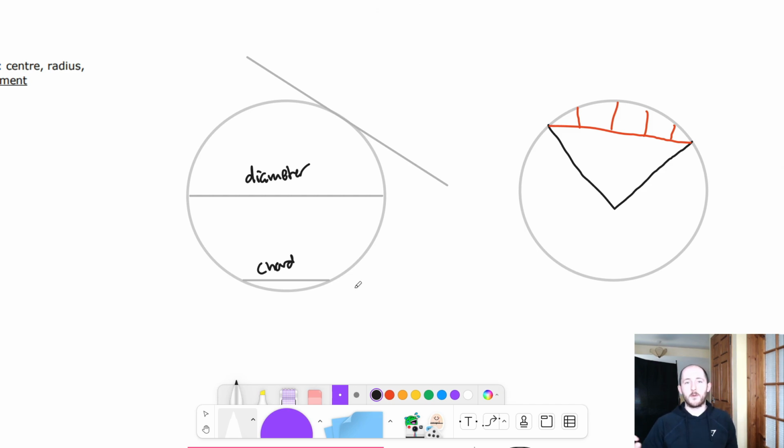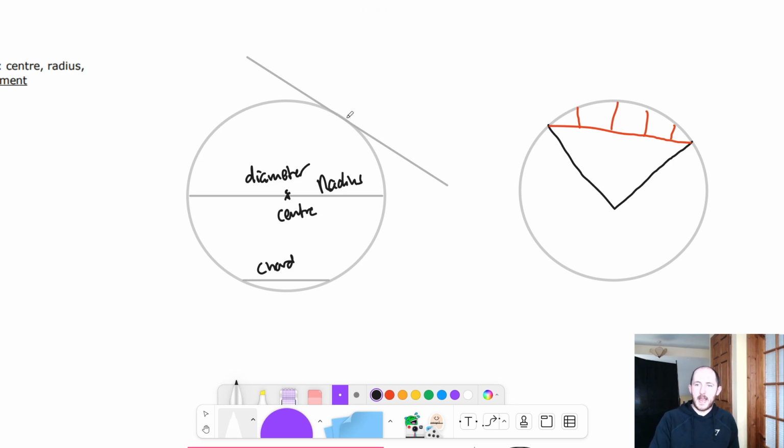Now, a diameter is a special type of chord. So there has been a question before where it says a diameter is also the answer is chord. Okay? Because it is a chord that goes through the center of a circle. Now, the radius is just half the diameter, so it goes from the center to the circumference. Circumference is just a fancy word for the perimeter of a circle.